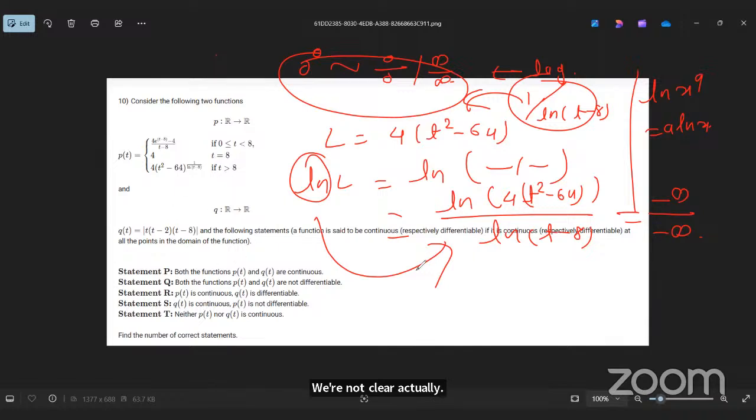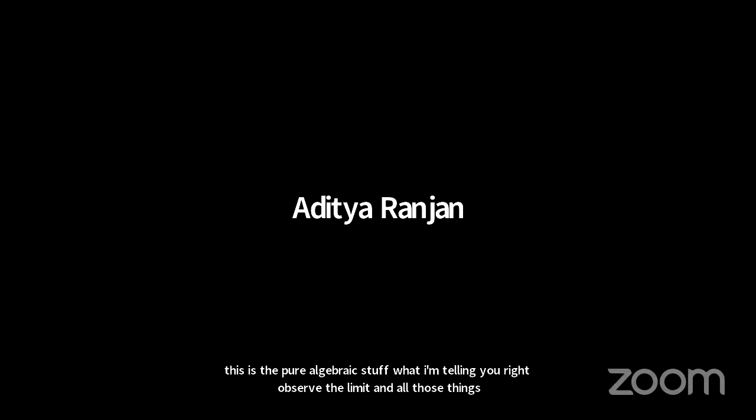This is pure algebraic stuff that I'm telling you, observe the limit and all those things. Sorry, what? Your screen is not visible.